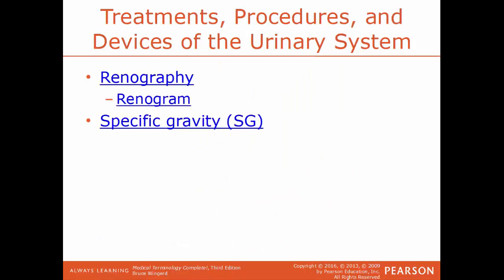Renography. This is a visual examination of the kidney by injecting a contrast dye, and the results that would produce would be a renogram. And our last term here, SG, specific gravity. This is a laboratory test that will measure the concentrations of all chemical particles that are found in the urine. And this is a test to determine if the patient is hydrated or not.